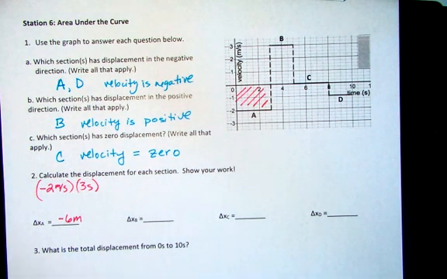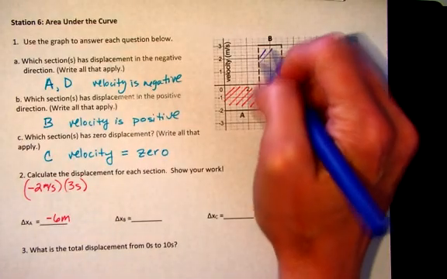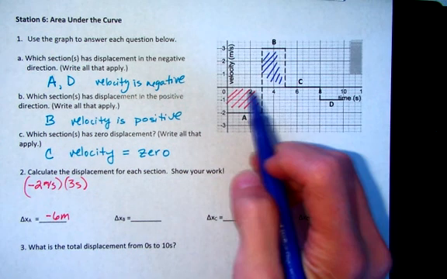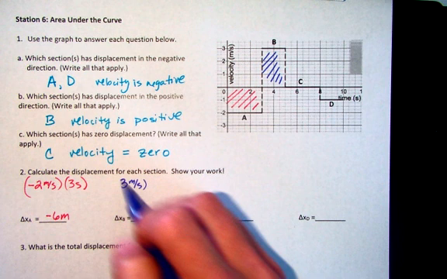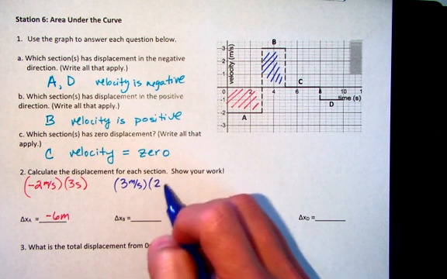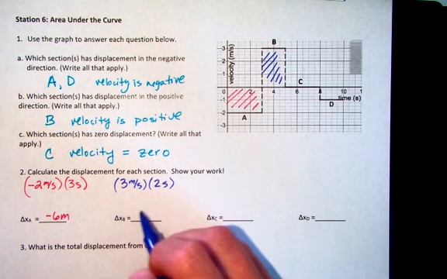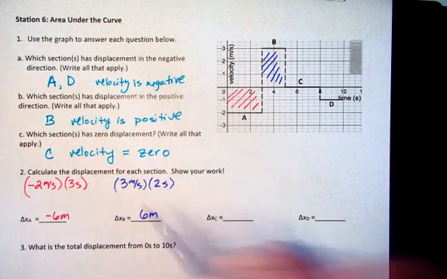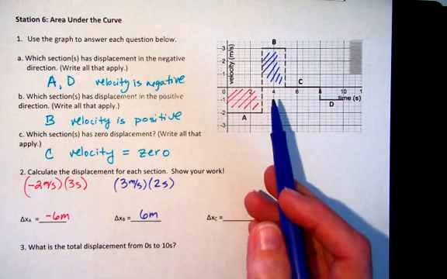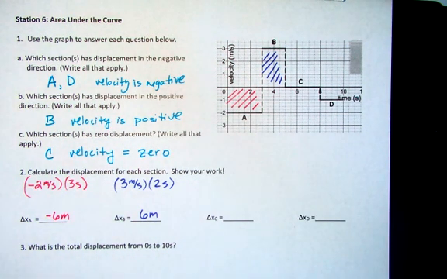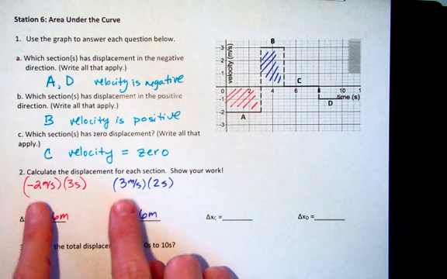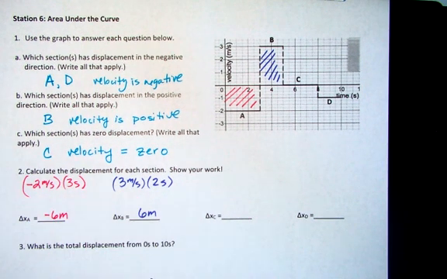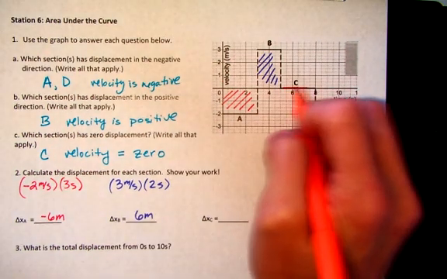For part B, I'm going 3 meters per second in the positive direction, and that is from 3 to 5 seconds. So 3 meters per second for 2 seconds. So for this one, I'm also going 6 meters, but now I'm moving in the positive direction. Okay, so even though the times were different, the displacement was the same because the speed values were different as well.